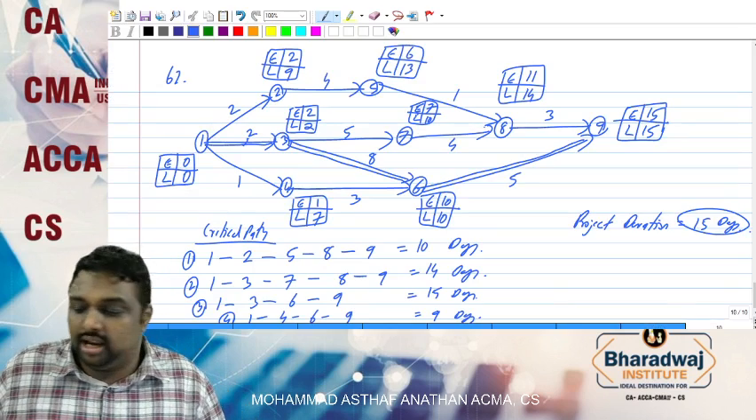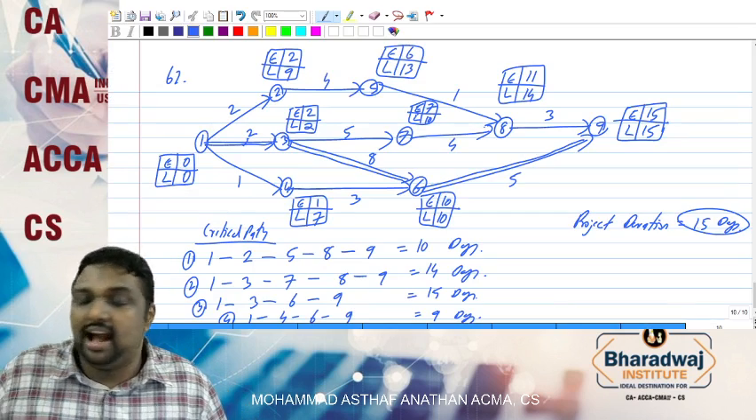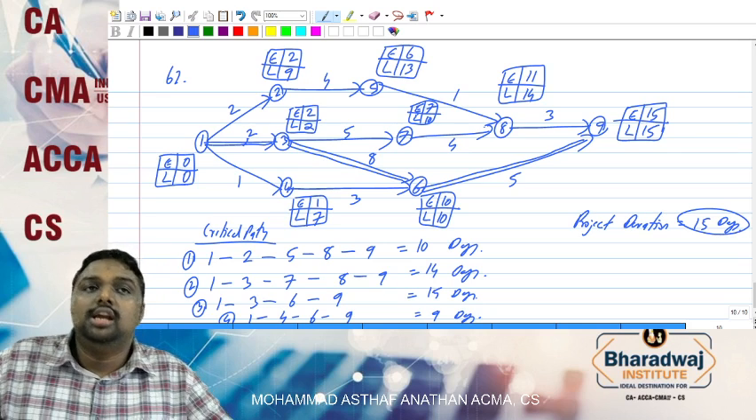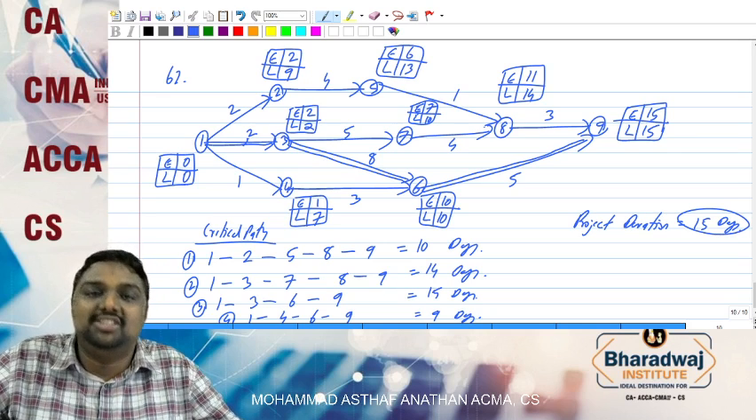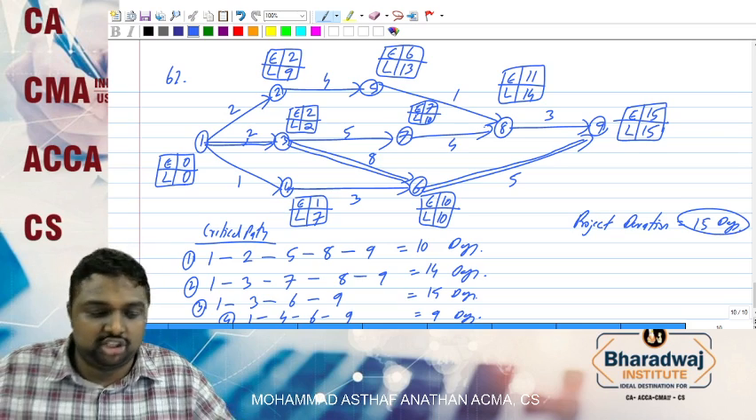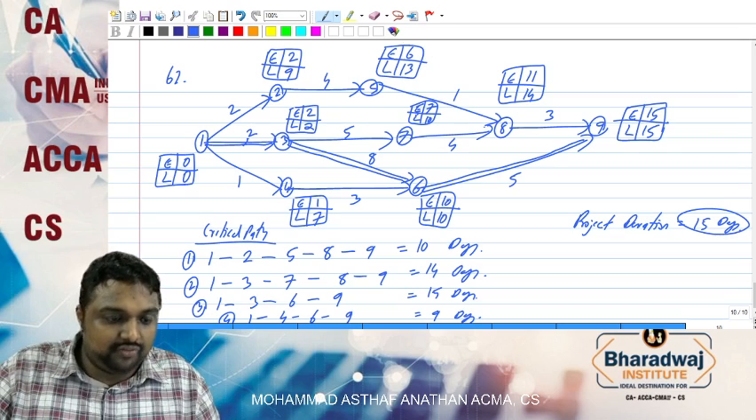Critical path, look here. E value and L value are the same. That means no improvement, there is nothing you can do. Here all the float will be 0. Why it is 0, I will tell at the end of the session. So here the first question.